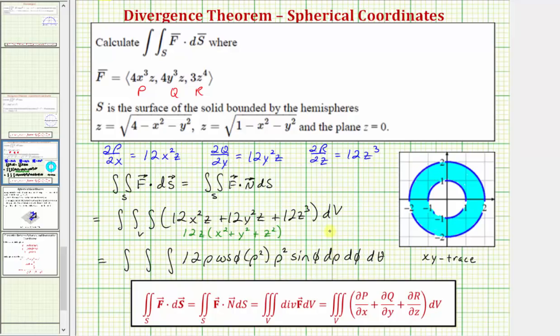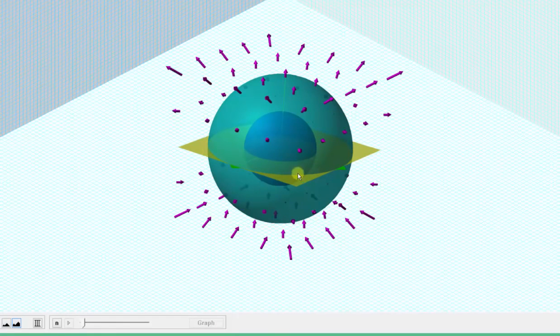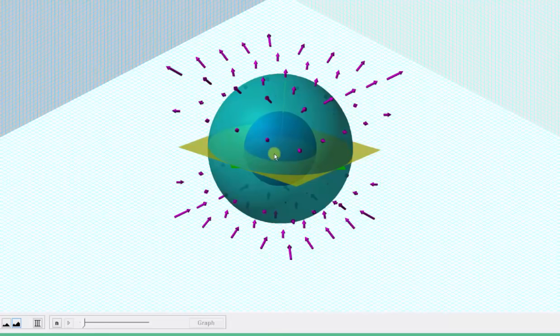So the limits of integration for rho would be from 1 to 2, because the radius of the inner hemisphere is 1, and the radius of the outer hemisphere is 2. For phi, remember that's the angle down from the positive z-axis, and because we're only concerned about the solid above the xy plane, phi would be from 0 to pi over 2. And then theta would be from 0 to 2 pi, all the way around the circle in the xy plane. So from the positive x-axis all the way around the circle.